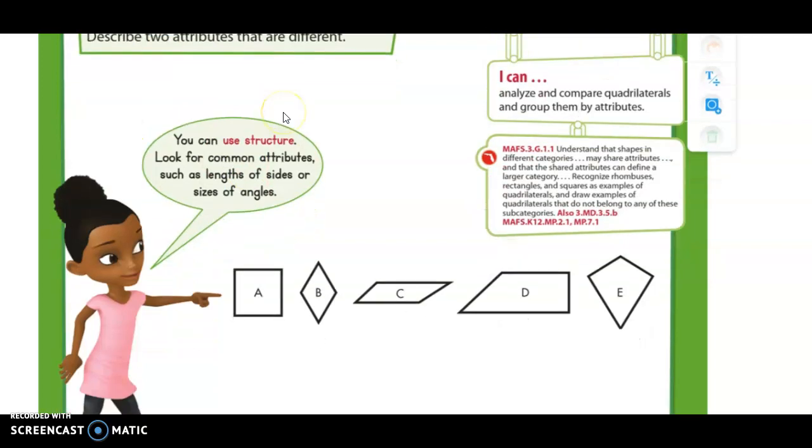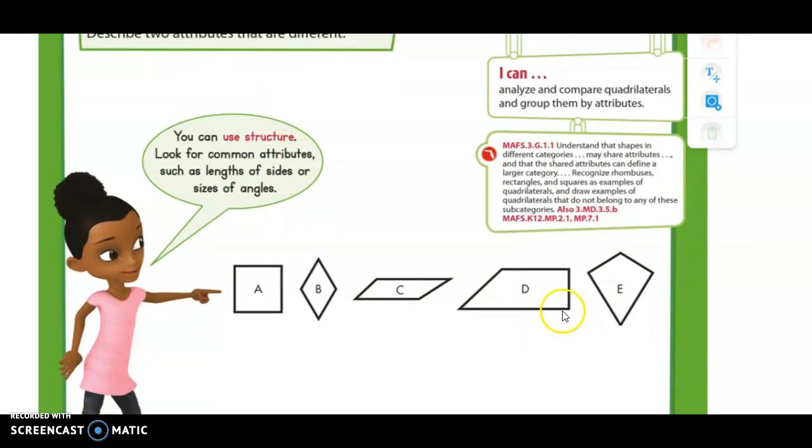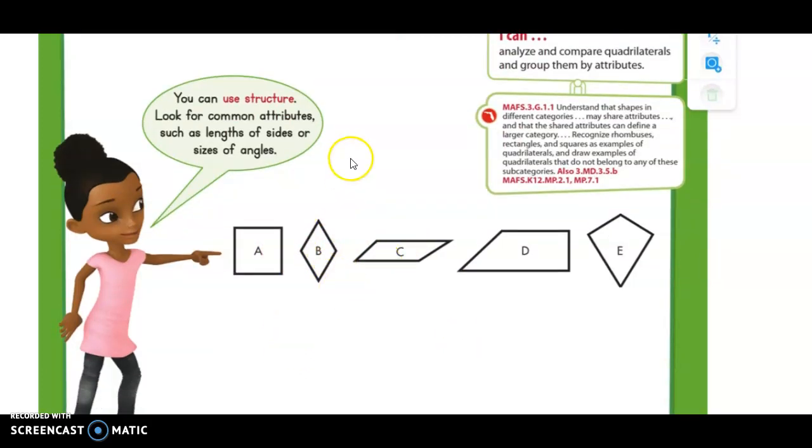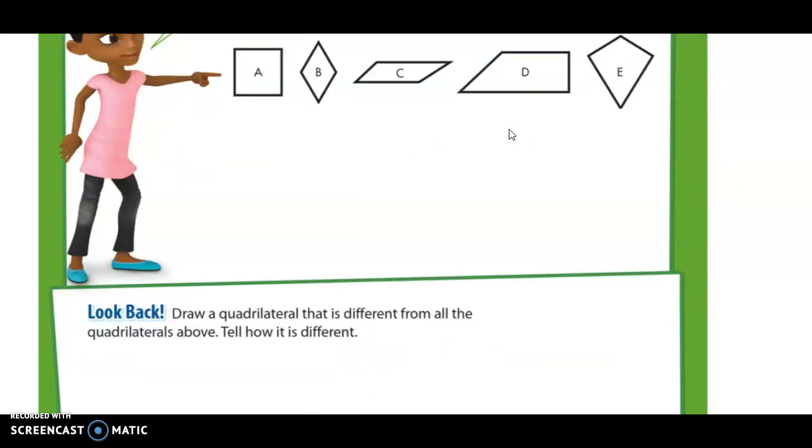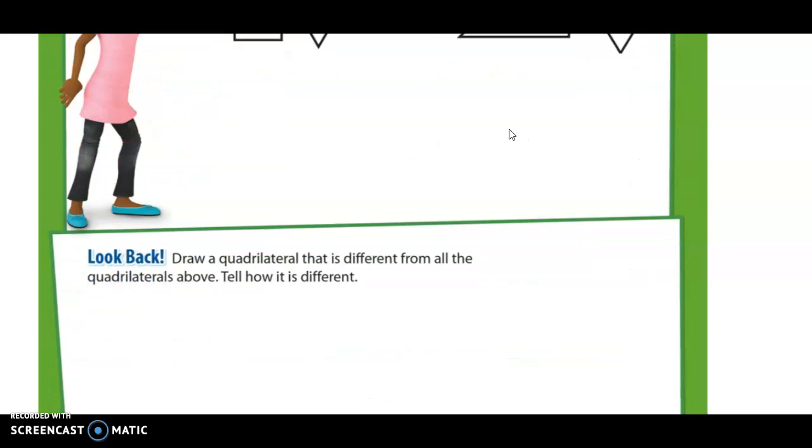If we're going to pick two attributes that are different, I could say some have right angles, some have those perfect corners, some don't have any right angles, so that's something I noticed right away. Some have sets of parallel sides, like here and here, and here and here, and some shapes have no sets of parallel sides, like this one. They would run into each other eventually. So attributes just simply mean, what does a shape have that makes it that shape? How do we describe that shape?